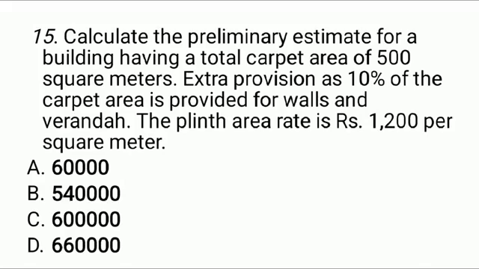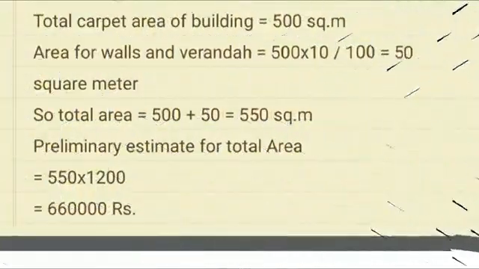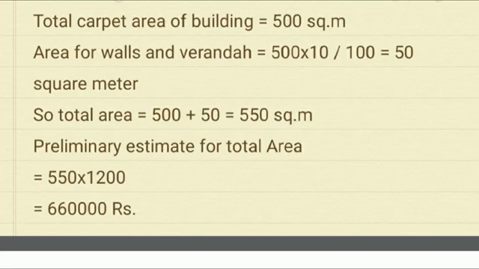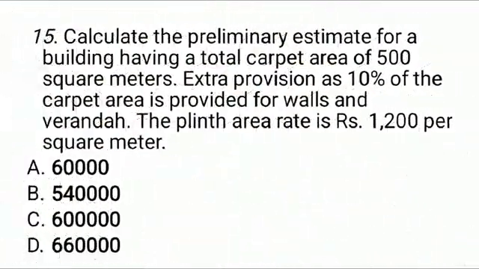Okay, and next, so total area will be 500 plus this area 50, that is 550 square meter. Preliminary estimation for total area: for 1 square meter that is 1200, and for 550, that is 550 into 1200, that is 6,60,000. Right, so our answer will be D.